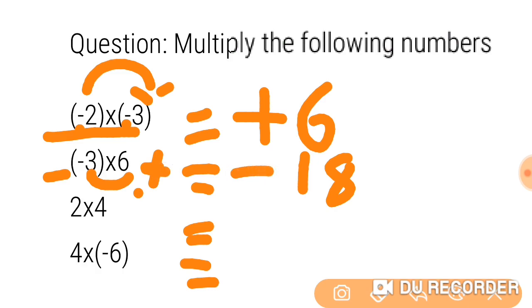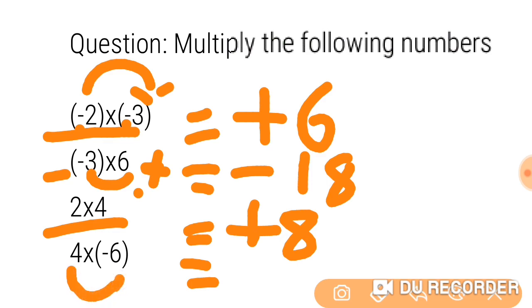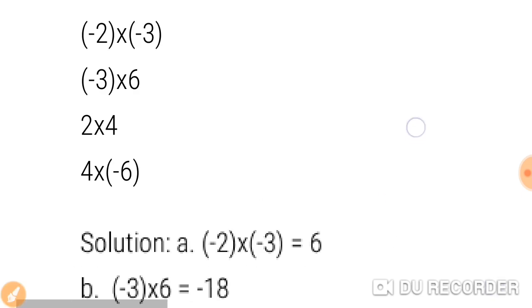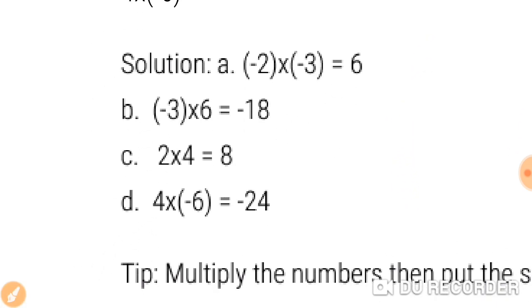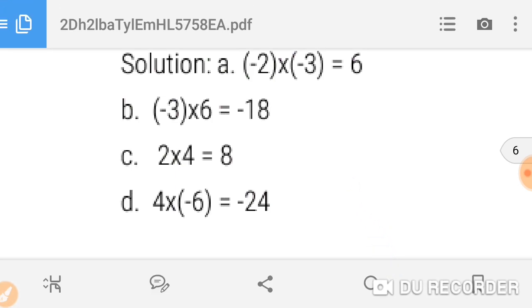That's all. Here both are positive. First you multiply the numerals. 2 4s are 8. Both have the same sign, that is positive. Keep positive, or you may not write the positive sign, you can just write 8. Here also multiply 4 and 6. 4 6s are 24. Then what is the sign? One is positive and one is negative, so you must keep negative. This is how you must multiply the numbers. It is that simple. These are the answers.